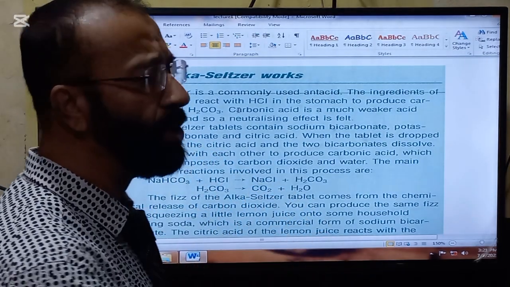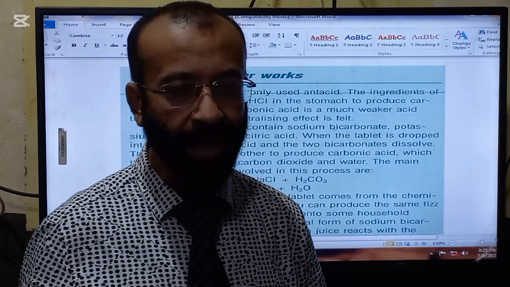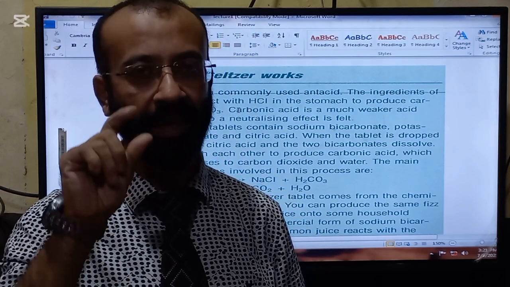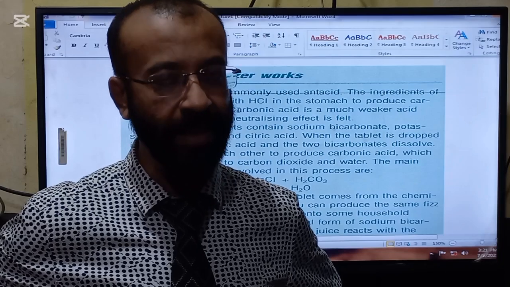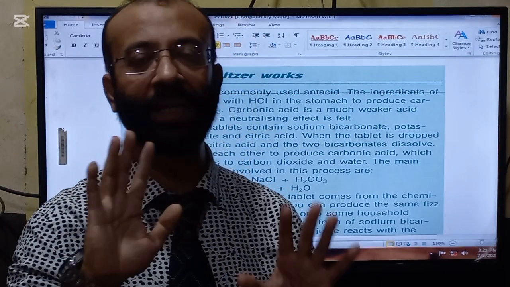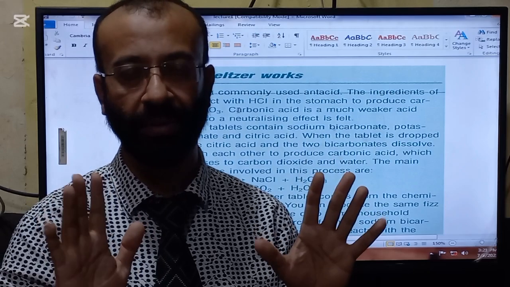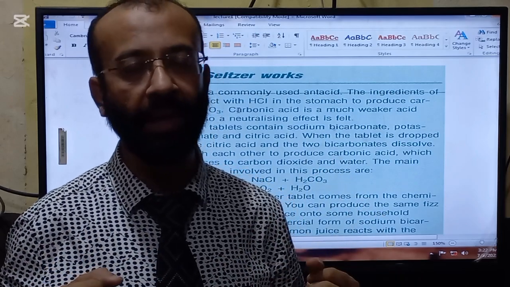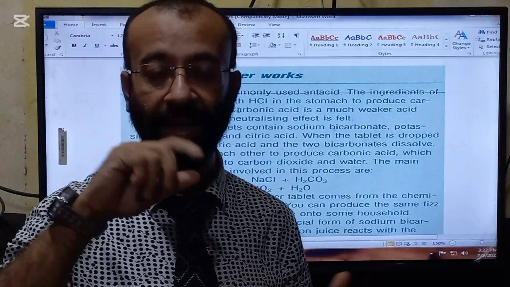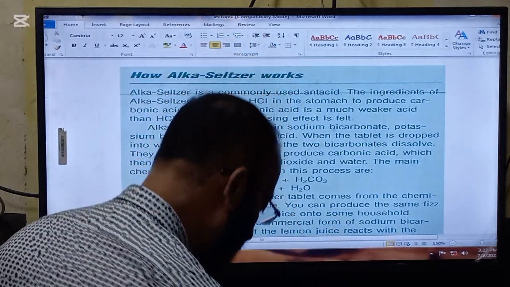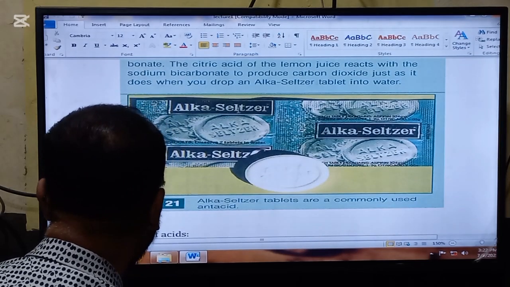So there is no need to read more. The Alka-Seltzer function is that it converts the strong acid in our stomach into carbonic acid, which is a weaker acid. That's why we feel relief after drinking Alka-Seltzer with water. So this was the topic, students.